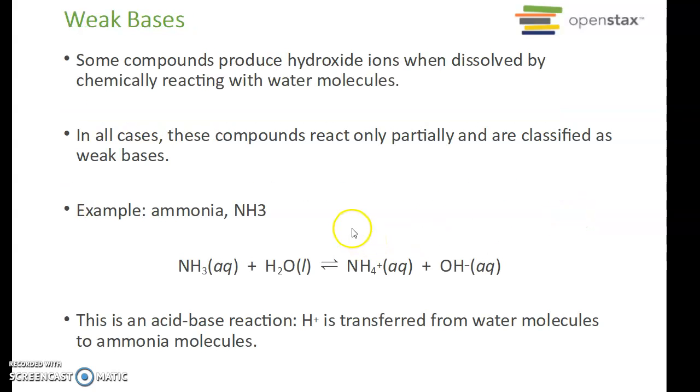Some compounds produce hydroxide ions when dissolved by chemically reacting with water molecules. These are usually classified as weak bases. For example, ammonia, when it's put into water, accepts a hydrogen ion from water to form ammonium instead of ammonia, and it has then this hydroxide in solution. And you'll notice again the back and forth arrows here indicate that this is at an equilibrium, where there are some of each of these species at any one time.